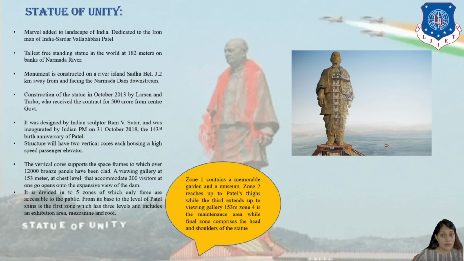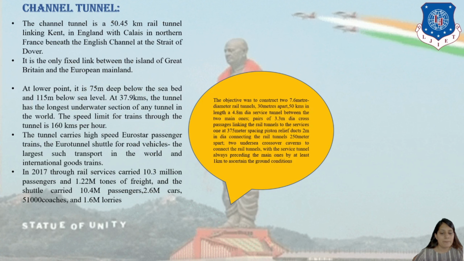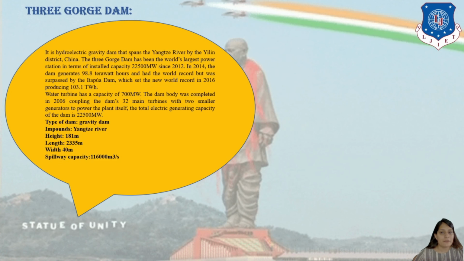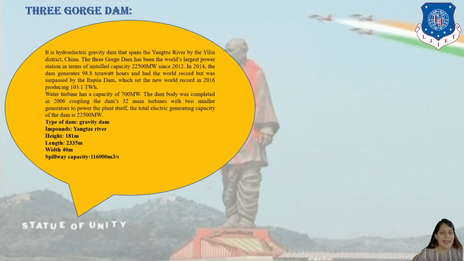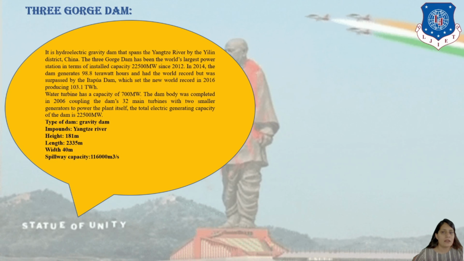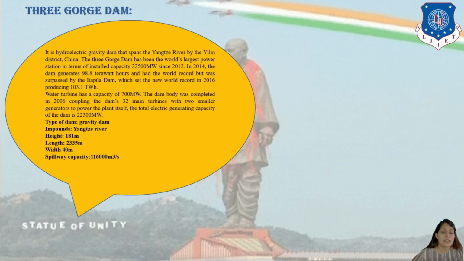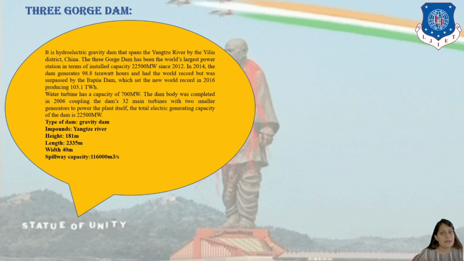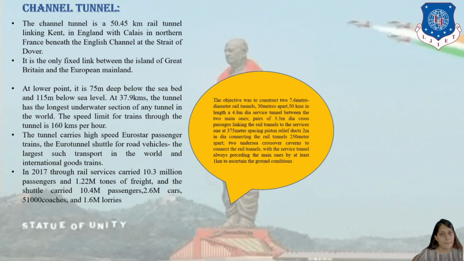Now let's see the Three Gorges Dam, which is also a hydroelectric gravity dam that spans the Yangtze River by Yiling district of China, right? Which is very important. The type of dam is a gravity dam, right? Height is 188 meters. The Three Gorges Dam is also a good dam, and it was a good concept during that period of time, and it generates the highest hydroelectric power for China.